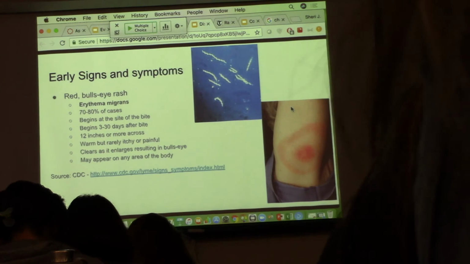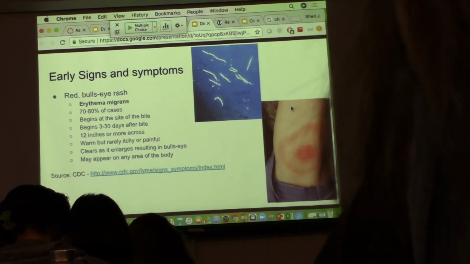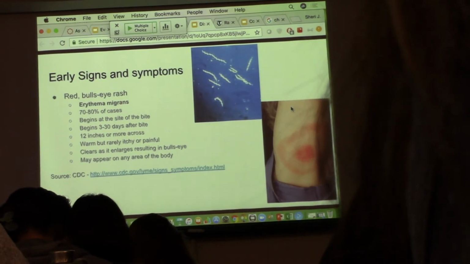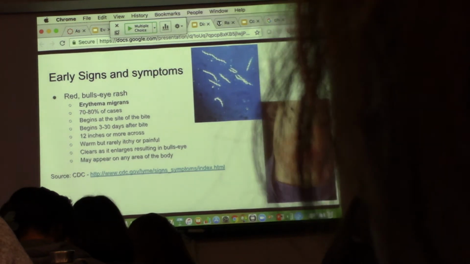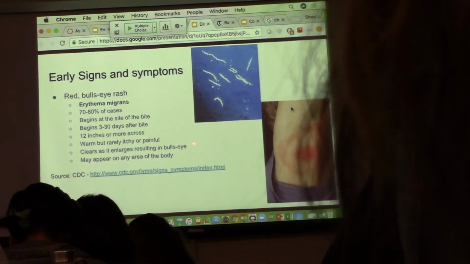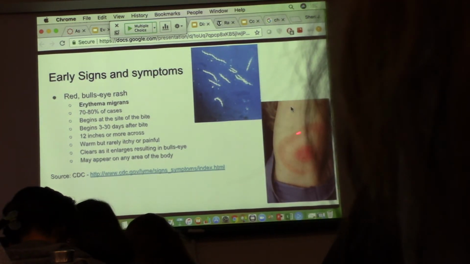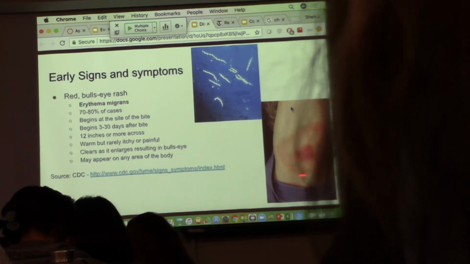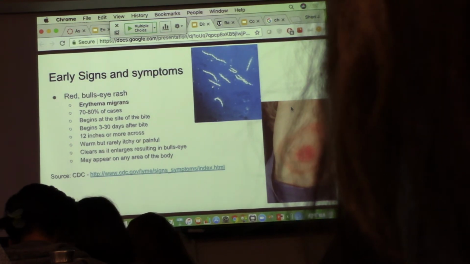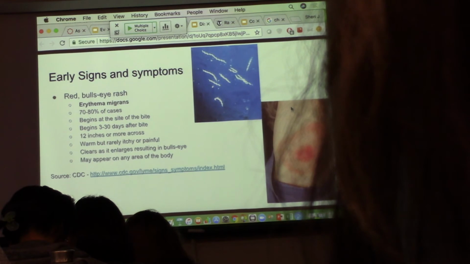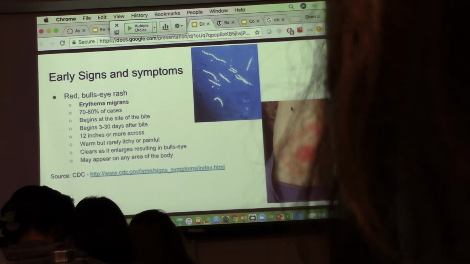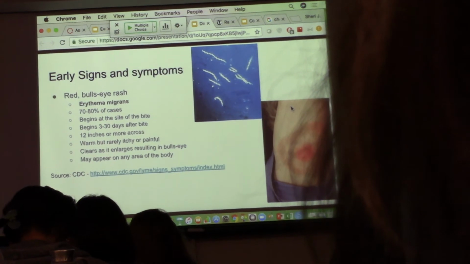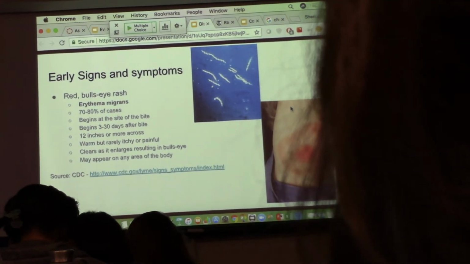So the common way people realize they have Lyme disease is that they get this erythema migrans rash. It's a bullseye rash. It starts out and ends up forming a sort of red bump in the middle and then a ring. It's very rarely itchy or painful, so you kind of have to see it. It can be kind of warm. It can appear on any area of the body, but it usually begins at the site of the bite, and it begins days after the bite occurs.